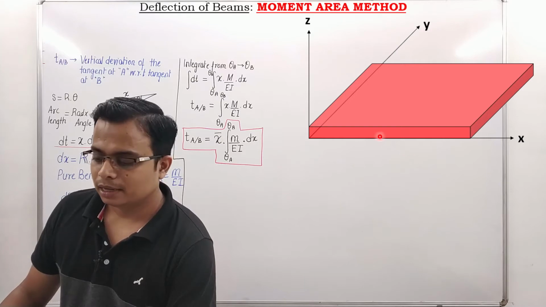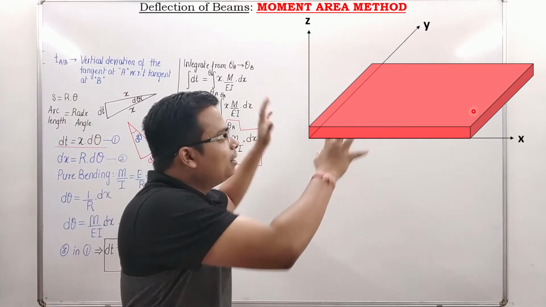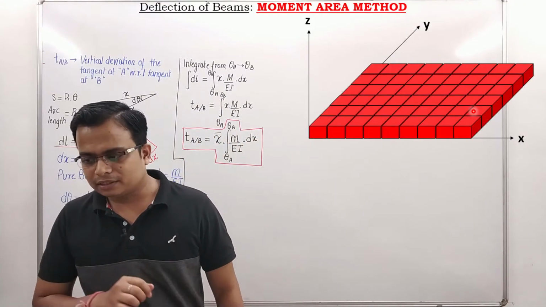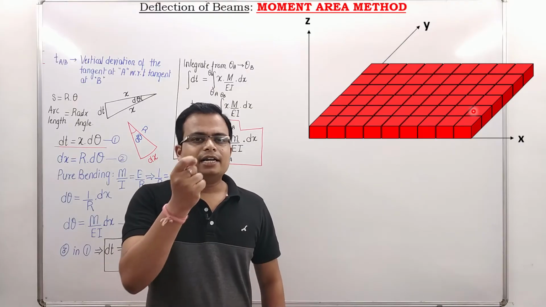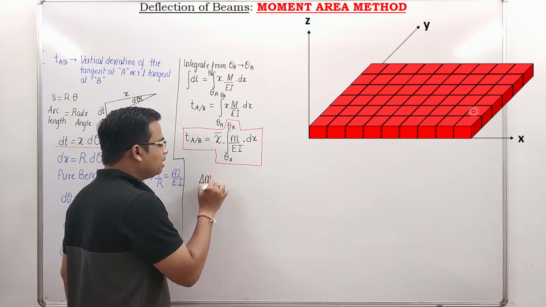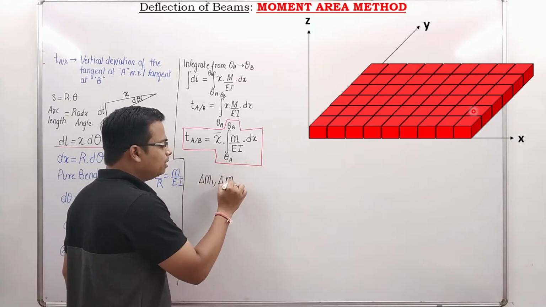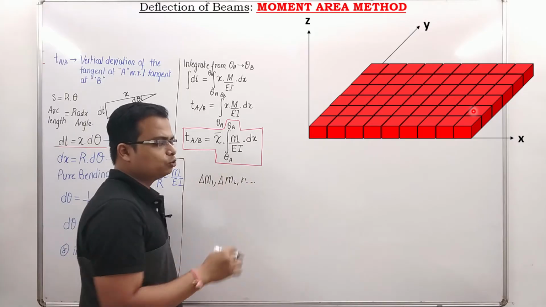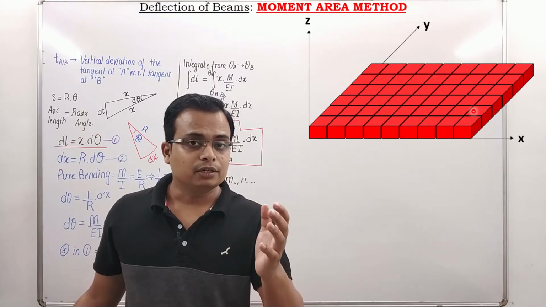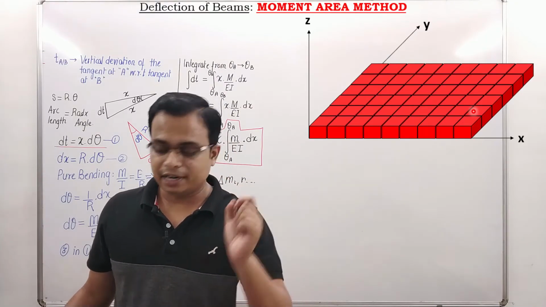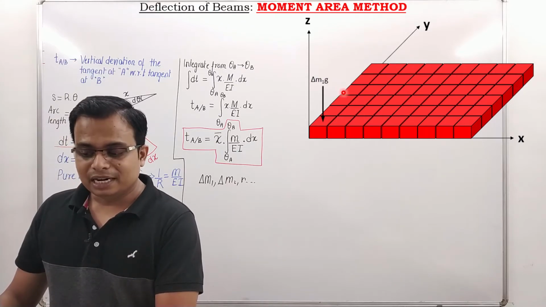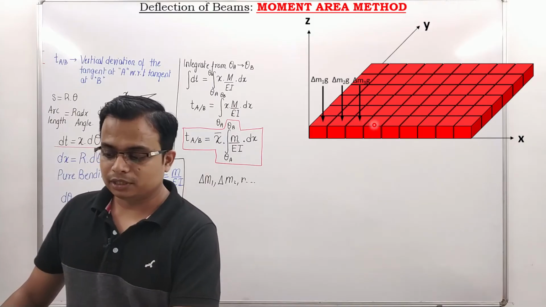Let's divide and rule. Let's say this entire block is divided into n number of very small pieces, something like this, and each piece is going to have a certain mass: delta m1, delta m2, and so on. Obviously they will have their own weights also, m into g. So delta m1 will have its weight as delta m1 into g, somewhere here. This is element 2, delta m2 into g, this is delta m3 into g, this way.